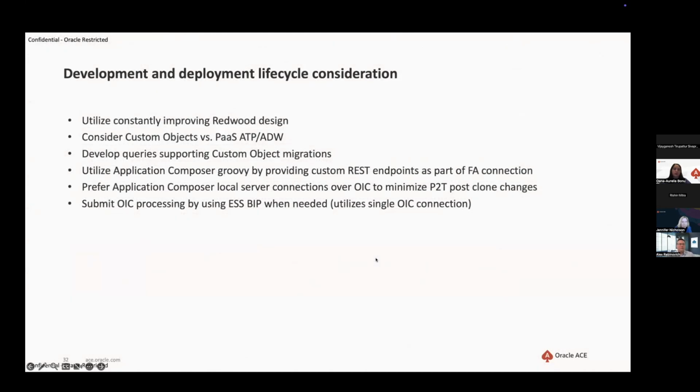And one last thing I want to cover: when we develop such solutions, we suggest checking and using Redwood designs, which are continuously getting improved. We should ask questions about how this new custom data is used, and whether it's used together with other data in Fusion. In this case, we should prefer custom objects over ATP. And again, using Groovy in Application Composer is a very convenient way to expose new custom REST endpoints that can be used within Visual Builder.